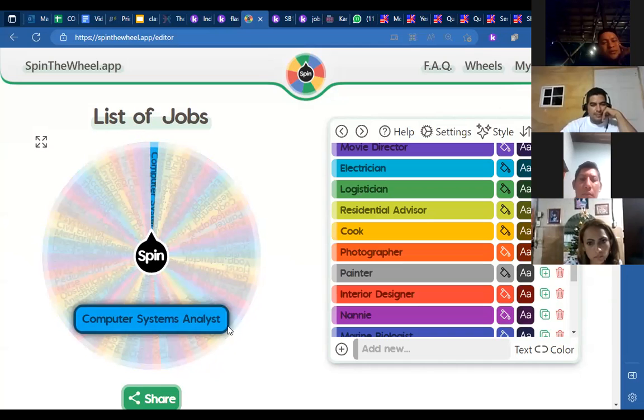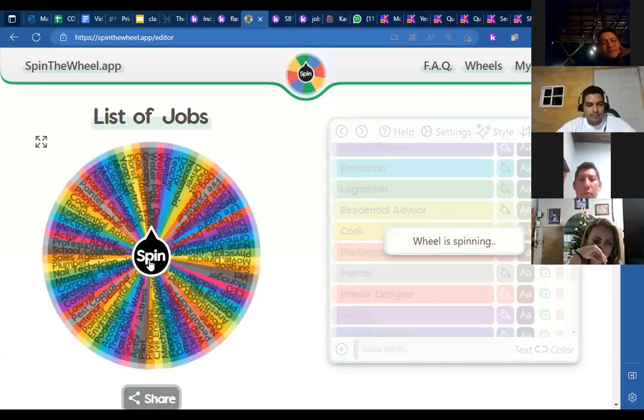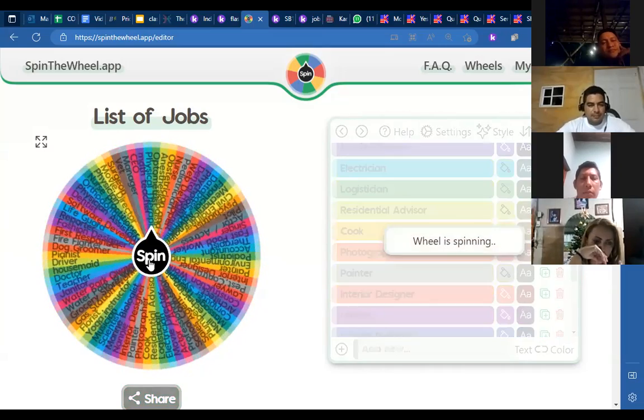Henry, computer systems analyst. C-O-M-P-U-T-E-R, S-Y-S-T-E-M-S, A-N-A-L-Y-S-T. Good job. Wow. It's very long, but good job. Está bien larga esa palabra, pero esa ocupación. Good job.